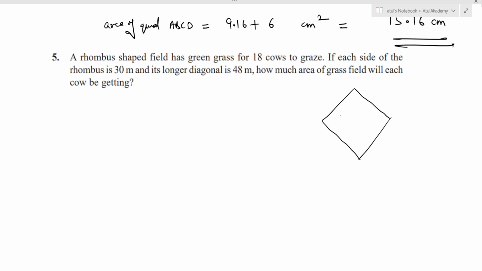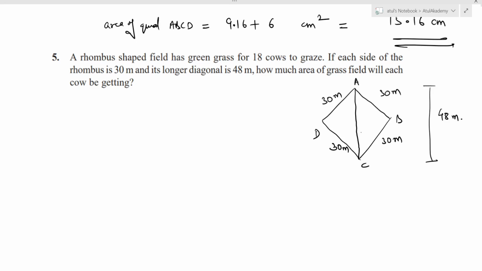Now each side of the rhombus is 30. We know that in a rhombus, let's name them A, B, C, D, all sides are equal, so it's 30 and 30. Another thing, the longer diagonal, I think AC is visibly the longer one. That's given to you as 48 meter. We need to get the area of grass for each cow. Not the total, we need it for each cow.